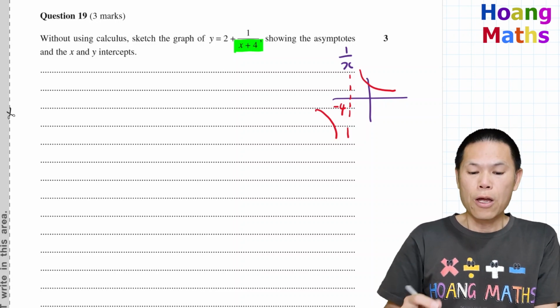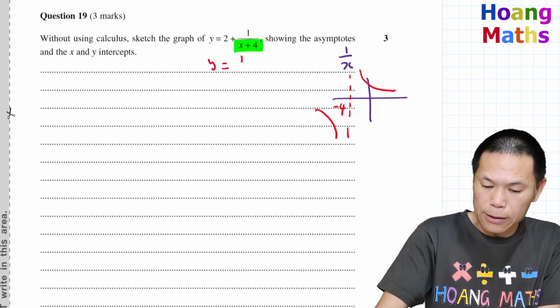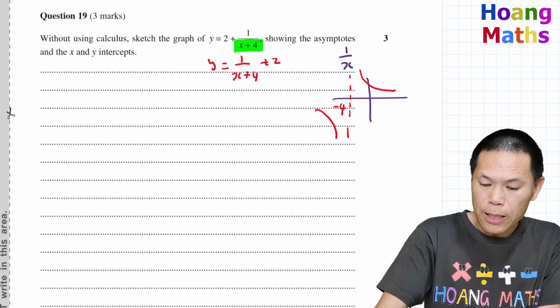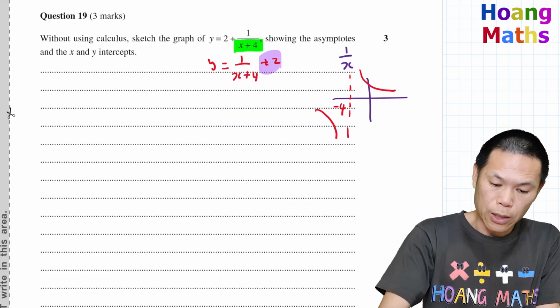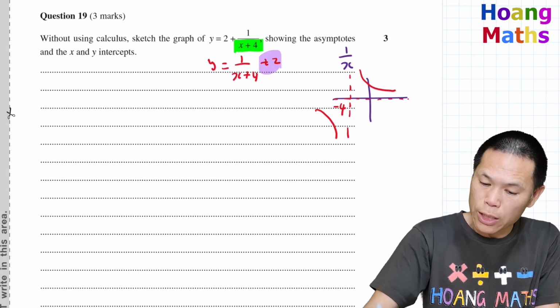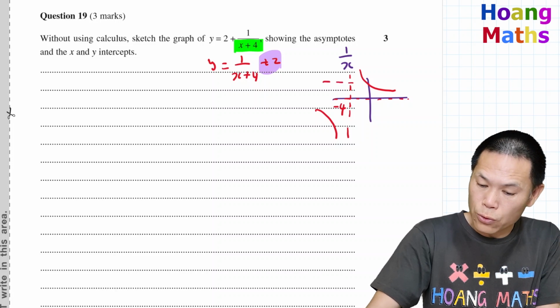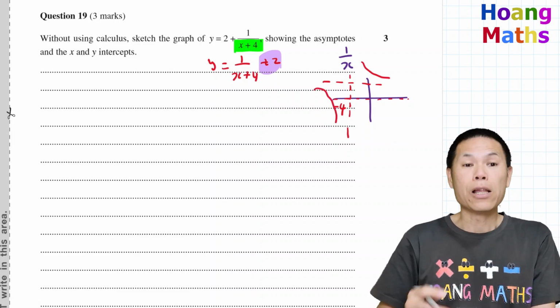So there you go. But don't forget, this one here is exactly the same as this. See? And the +2 here, the graph is shifted up 2 units. In other words, this horizontal asymptote originally has now moved 2 units up. So the graph should be something like that. Like that, okay? So keep that in mind.